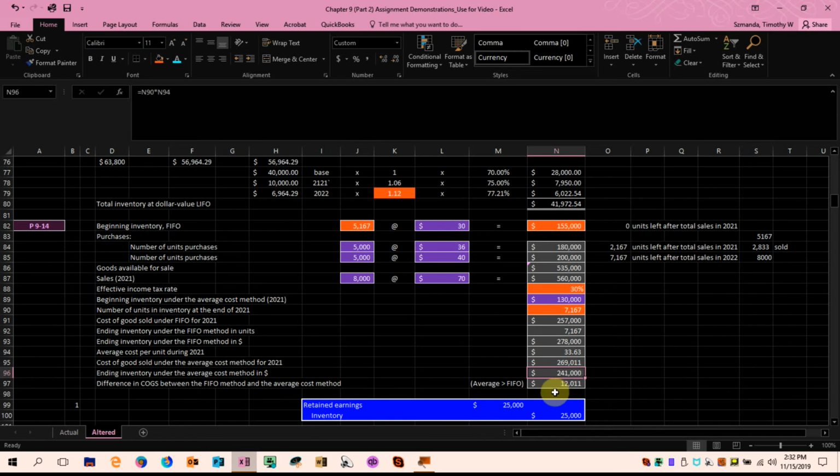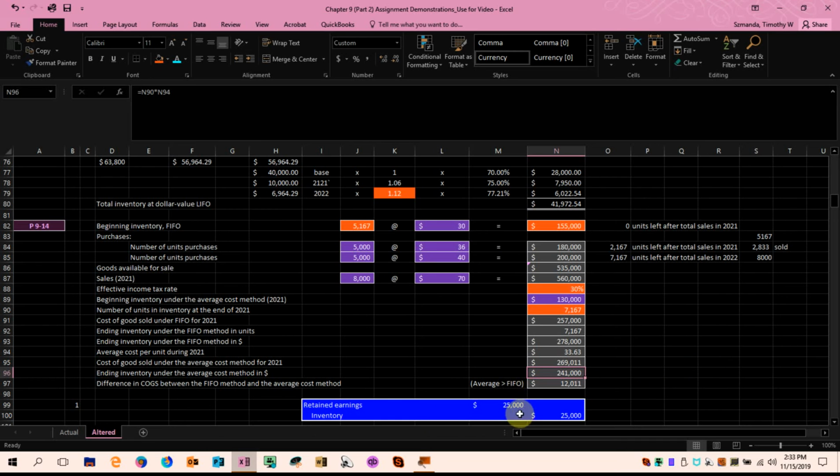And the difference between the two, then, in cost of goods sold is $12,011 using my numbers. The average cost makes sense, resulting in a greater cost of goods sold than it would under the FIFO method, since with prices rising, FIFO would give us the least cost of goods sold, and average would give us a greater cost of goods sold. So that makes sense and works out.